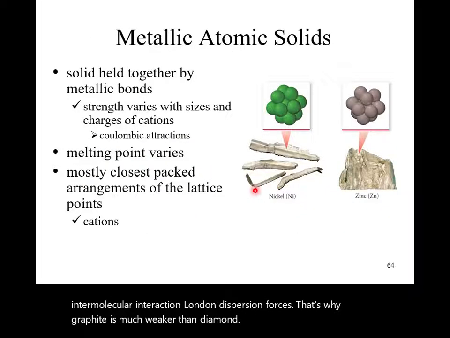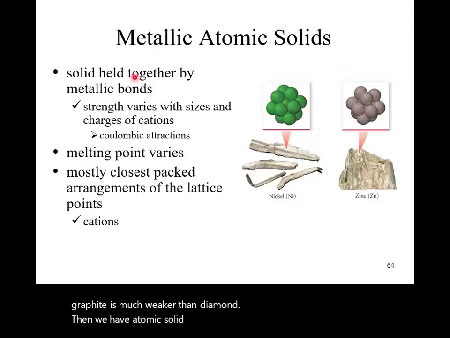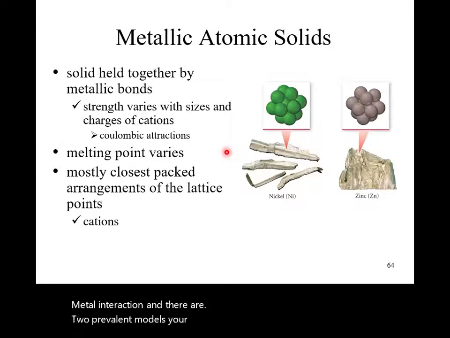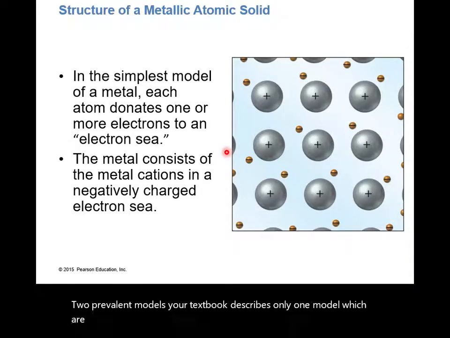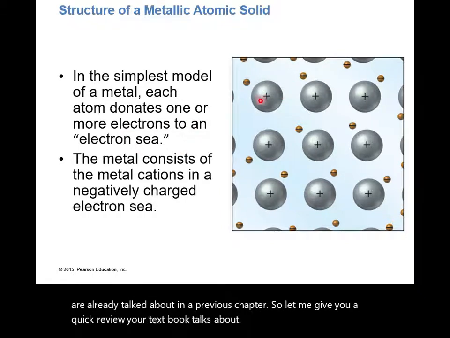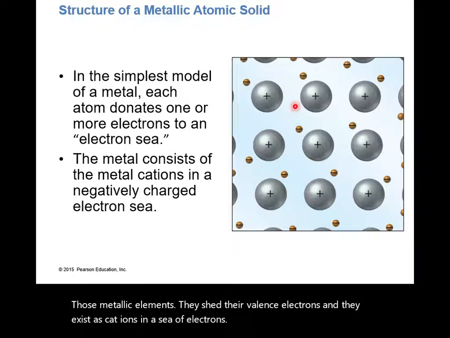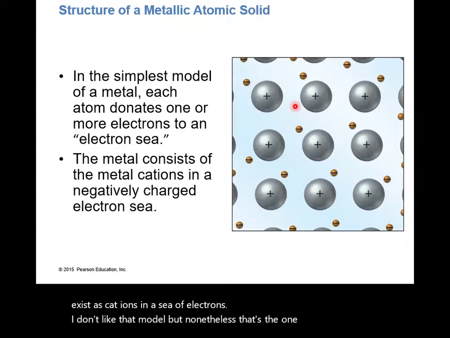Then we have atomic solids, metallic atomic solids, and those are held by metal interaction, and there are two prevalent models. Your textbook describes only one model, which I already talked about in a previous chapter, so let me give you a quick review. Your textbook talks about those metallic elements. They shed their valence electrons and they exist as cations in a sea of electrons. I don't like that model, but nonetheless, that's the one your textbook talks about, so we're sticking with it.